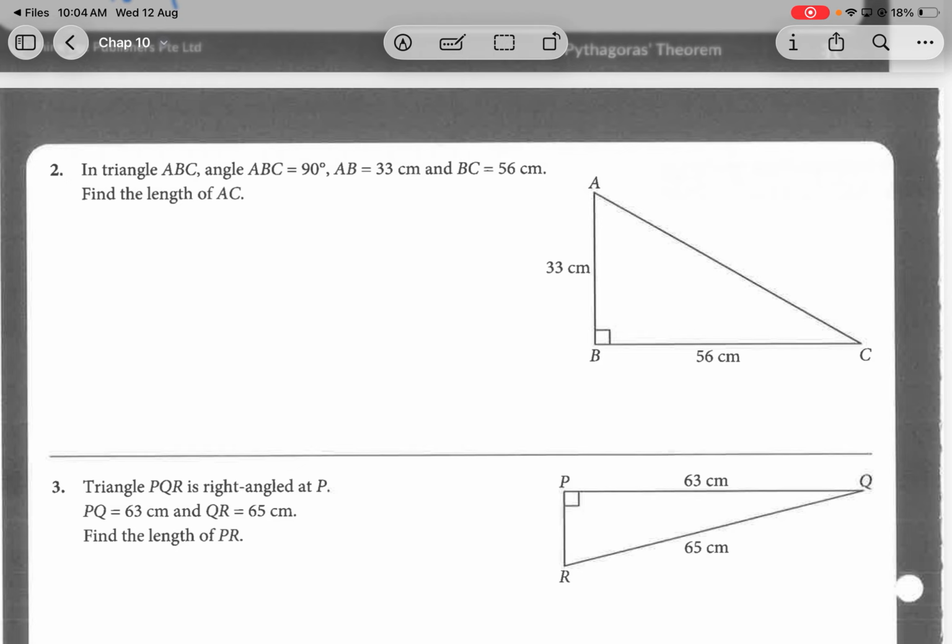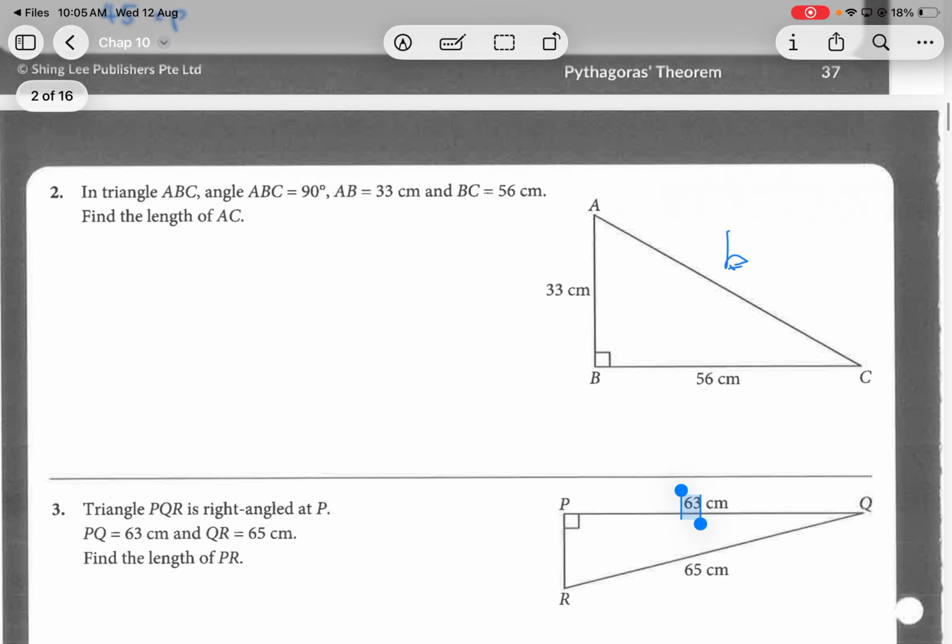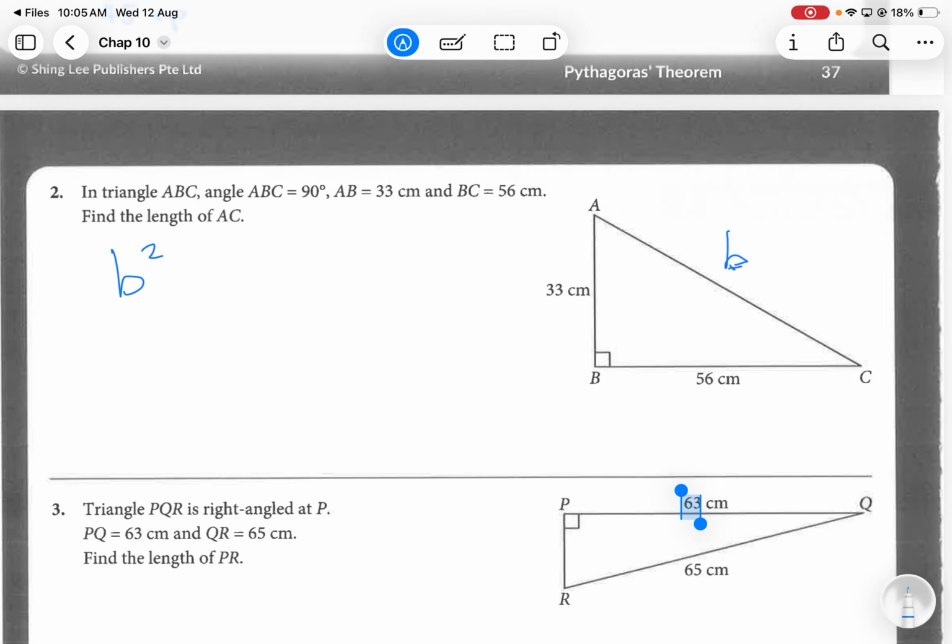Question 2. No difference. They ask you to find AC. Right angle triangle. AC is the longer side. Let's give it a name. Let's give it B. Call it B, then you don't need to write so many letters. Then, how do I find? Write down the relationship. B square equals to 33 square plus 56 square. With that relationship, you can go and find B already. Find yourself.